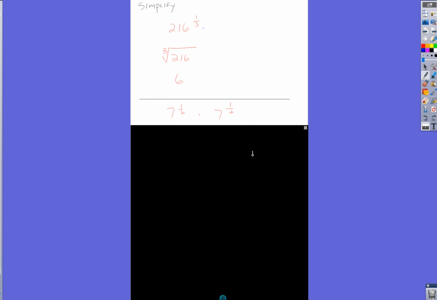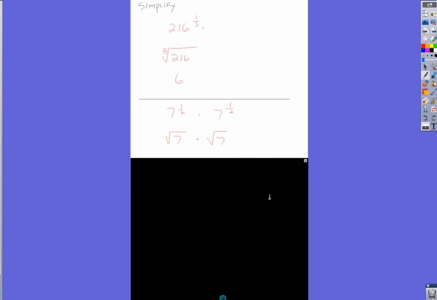Divided by 2. What radical? So you're going to tell me some type of a root. What type of a radical is the same as a 1/2 power? The denominator becomes the index, so the index will be 2. What type of a radical has an index of 2? Square root. It's the same thing as saying square root of 7 times square root of 7.